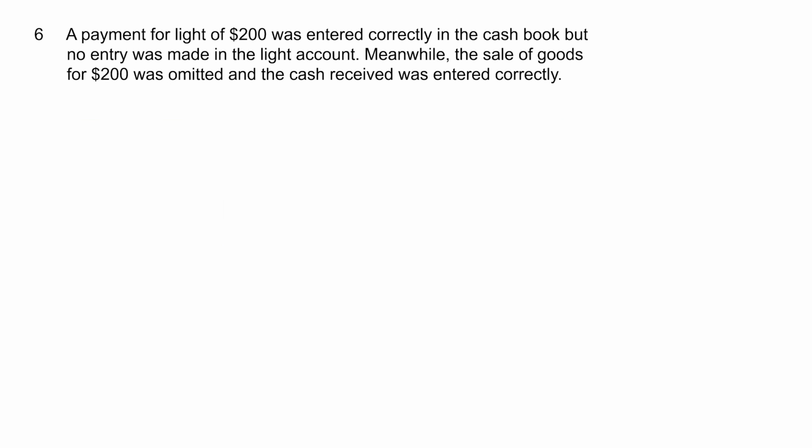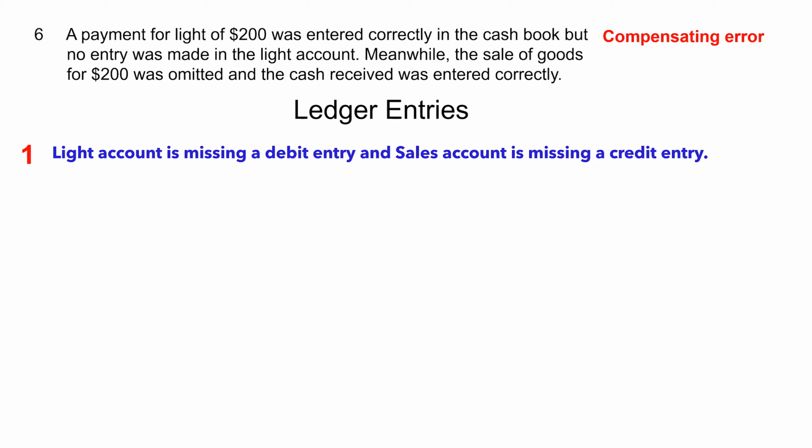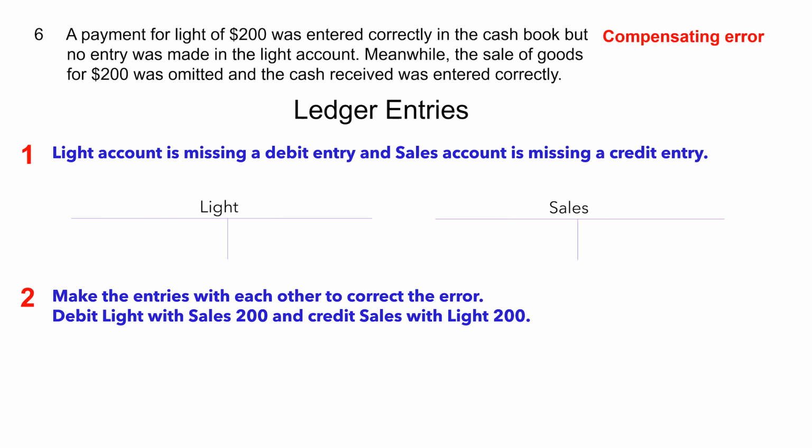6. A payment for light of $200 was entered correctly in the cash book, but no entry was made in the light account. Meanwhile, the sale of goods of $200 was omitted and the cash received was entered correctly. Compensating error. Ledger entries. 1. Light account is missing a debit entry and sales account is missing a credit entry. 2. Make the entries to correct the error. Debit light with $200 and credit sales with $200.